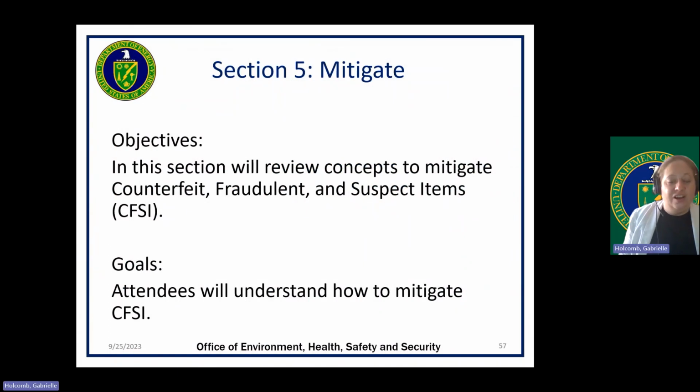All right, on to section 5, which is mitigate. In this section, we will review concepts to mitigate counterfeit, fraudulent, and suspect items. And hopefully, attendees will understand this process better after reviewing this section.